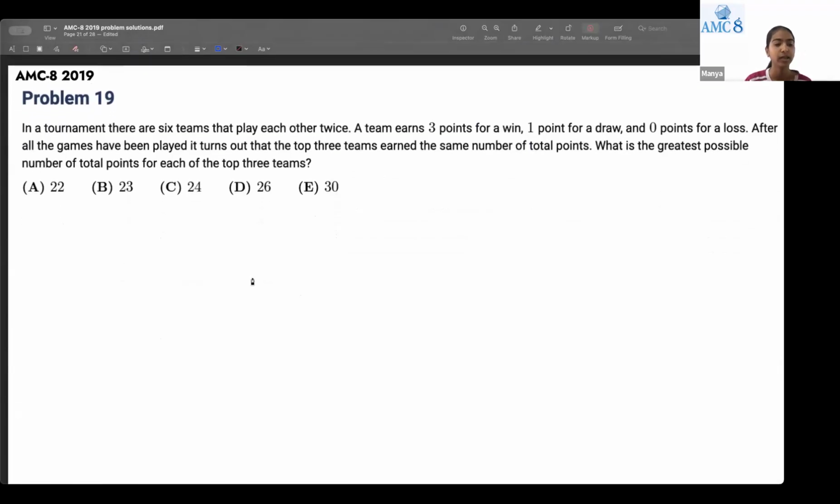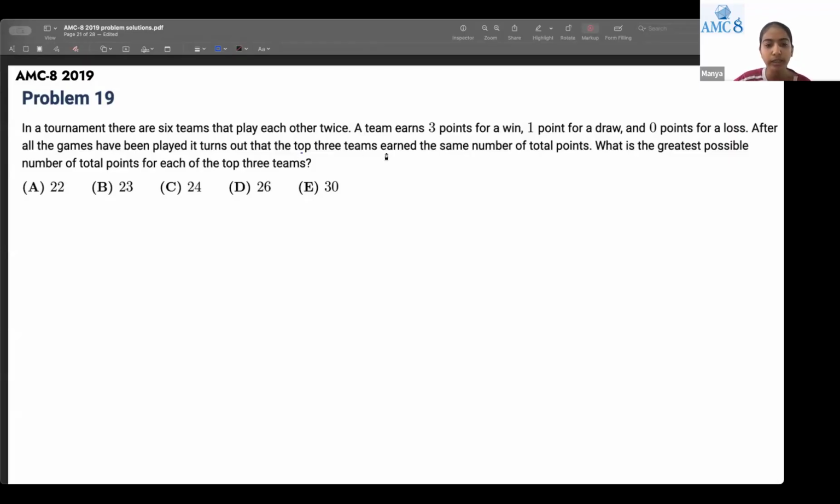Problem number 19. In a tournament, there are 6 teams that play each other twice. A team earns 3 points for a win, 1 point for a draw, and 0 points for a loss. After all of the games have been played, it turns out that the top 3 teams earn the same number of total points. What is the greatest possible number of total points for each of the top 3 teams?